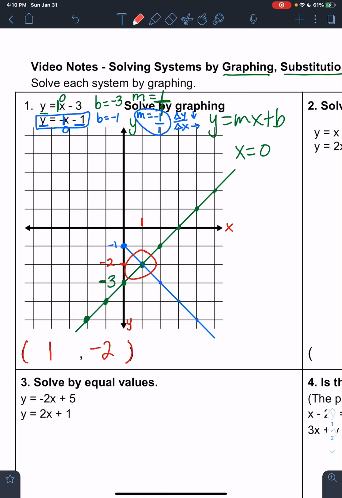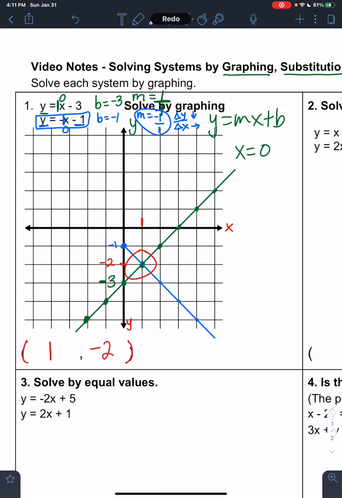We also wouldn't necessarily solve a lot of problems by graphing, but what we do want to be able to do is look at a graph and understand that that intersection point has meaning. Before that intersection point, one line is greater than the other, and after that intersection point, one line is less than the other. You can notice that before this point the blue line is higher than the green line, and after the intersection point, the blue line is less than the green line. So we can see that this intersection point is definitely showing us something.